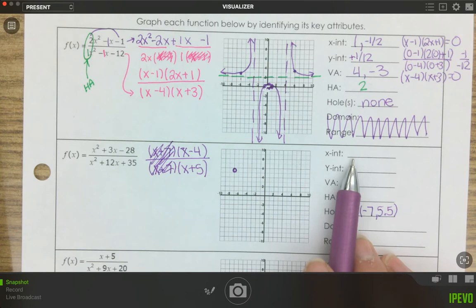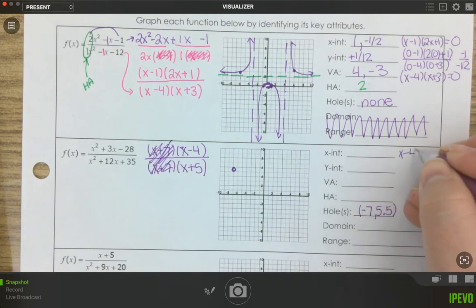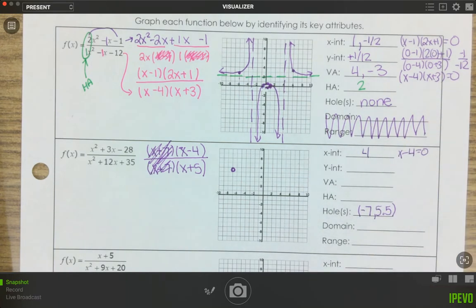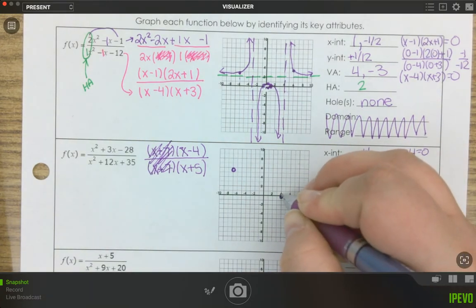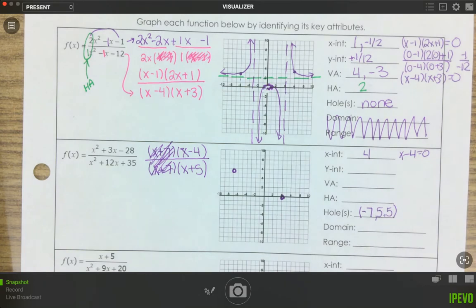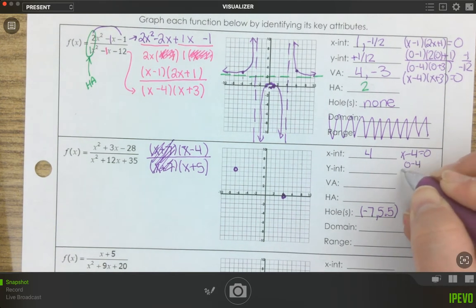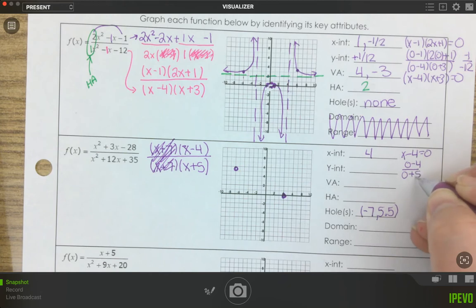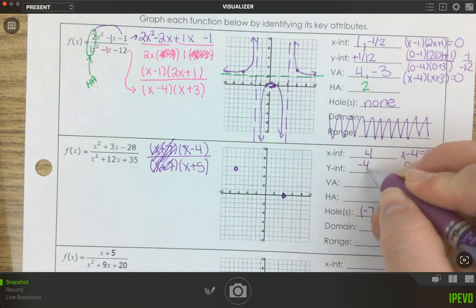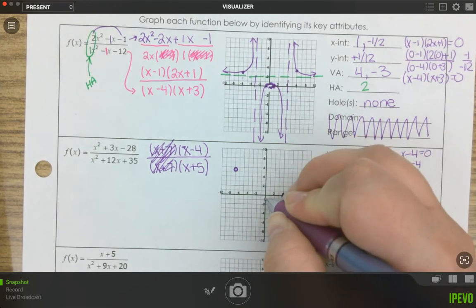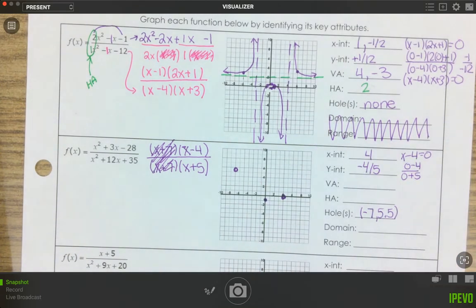X-intercept is where you set the top part equal to 0. That's 4. So go put an x-intercept at 4. The y-intercept is when you plug in 0 for x. So we have 0 minus 4 over 0 plus 5, which is -4/5. Didn't make my mistake on the negatives that time. So that's almost -1. There you go.